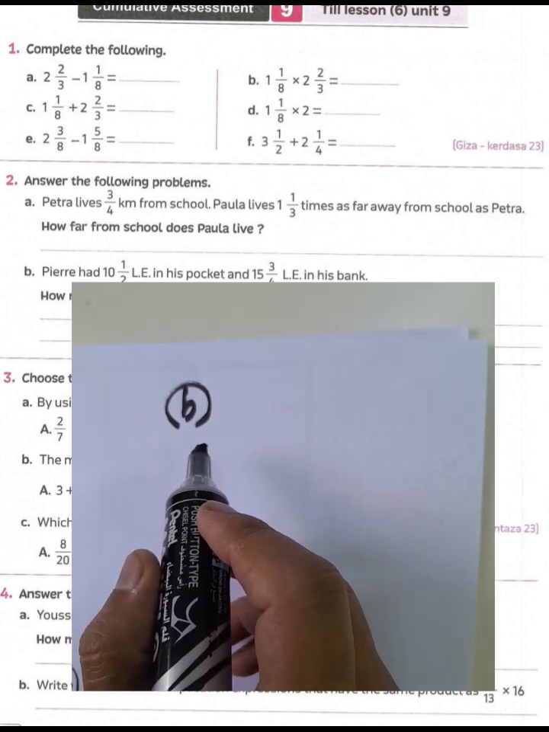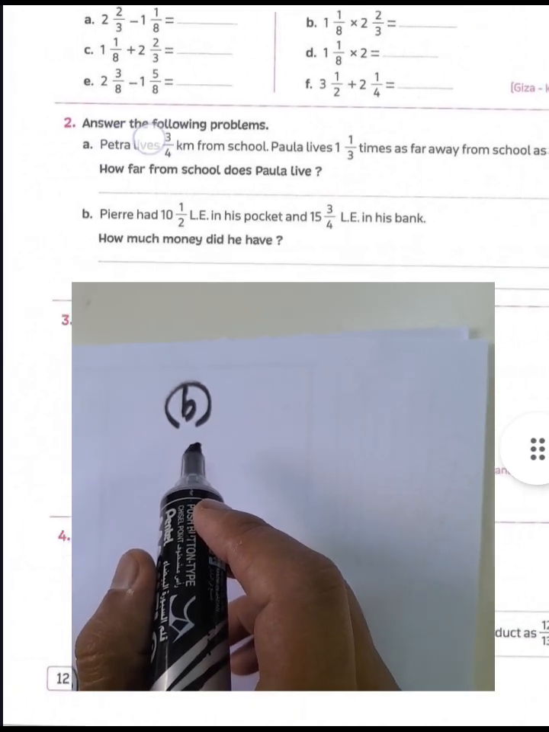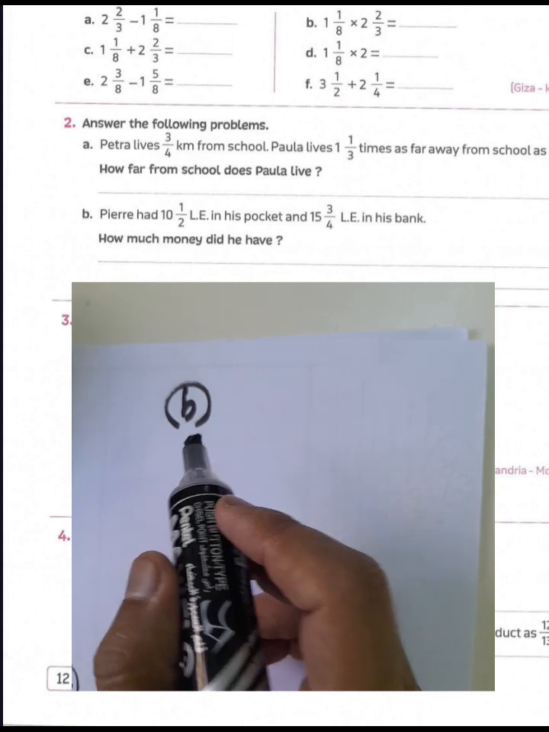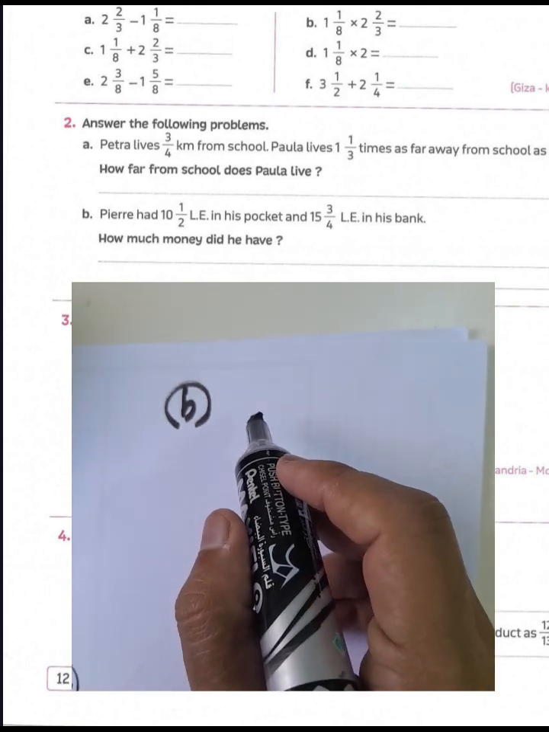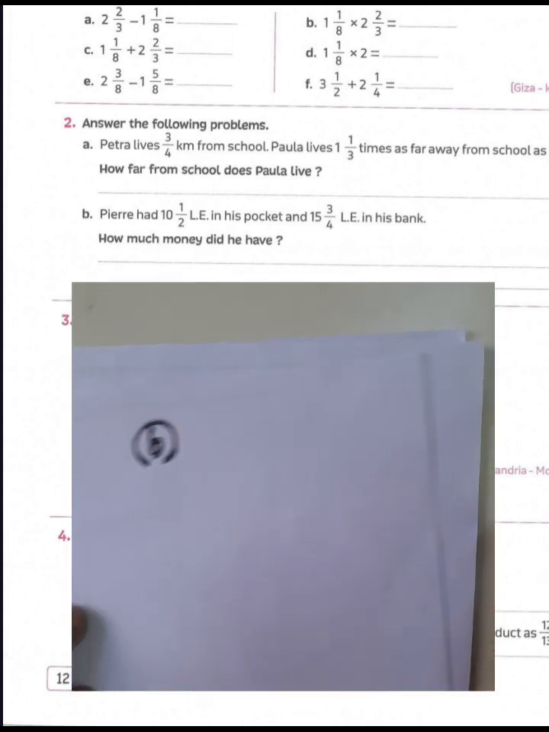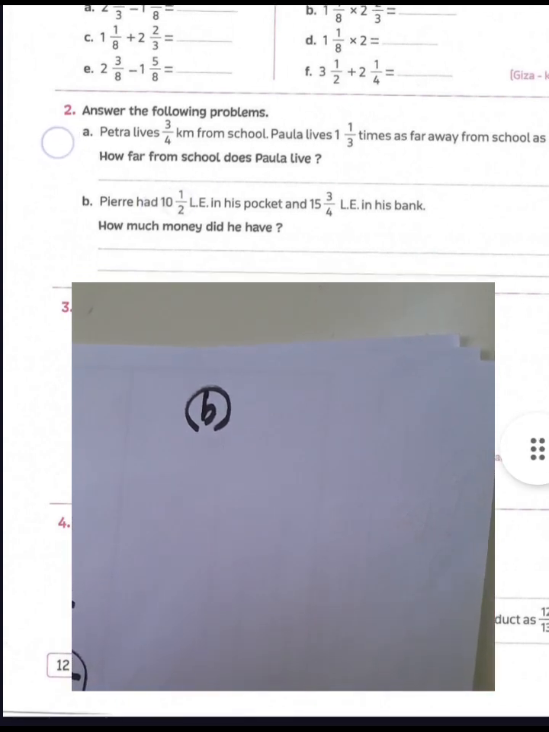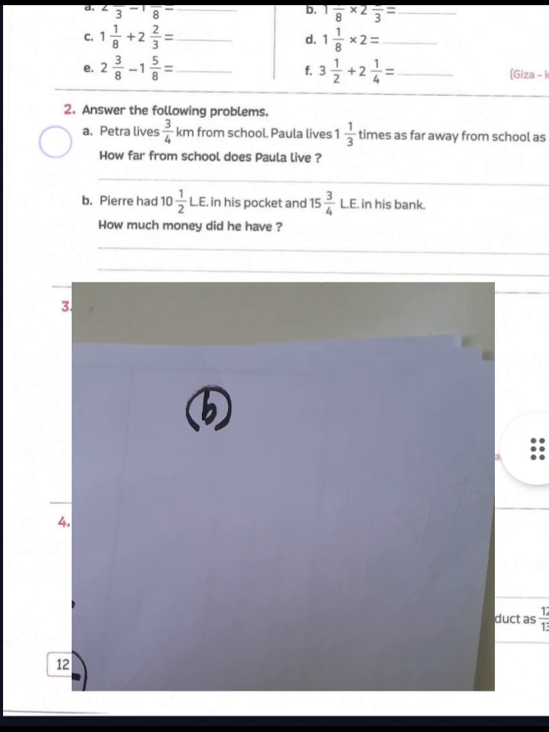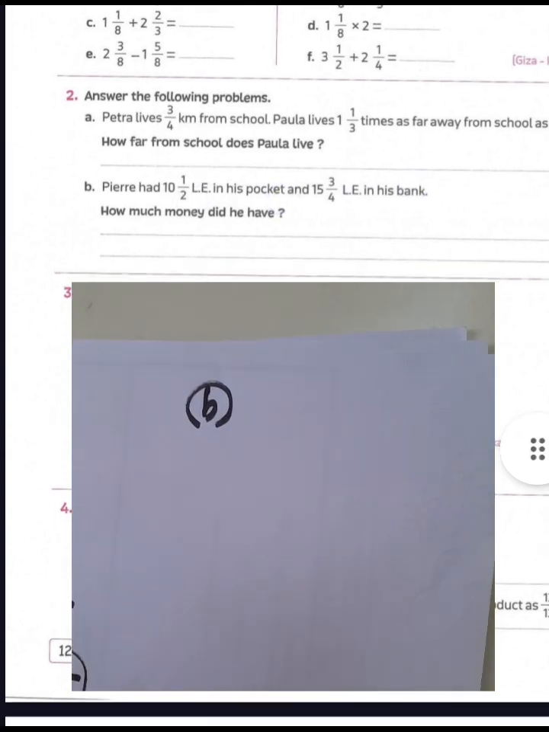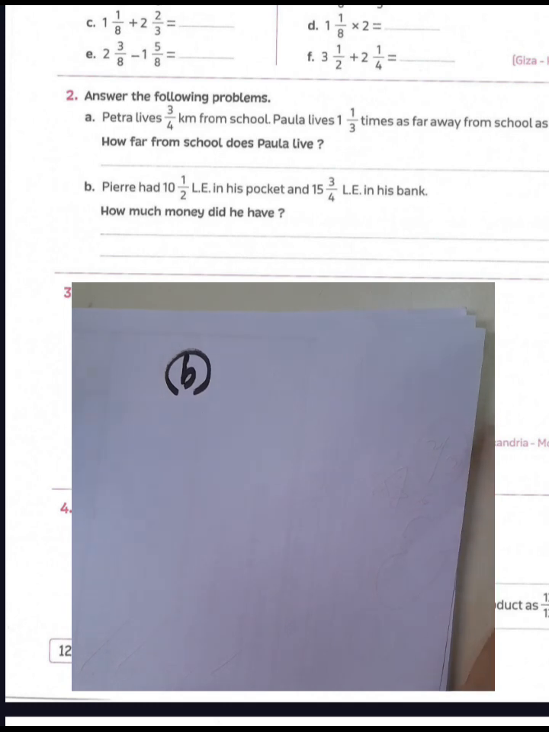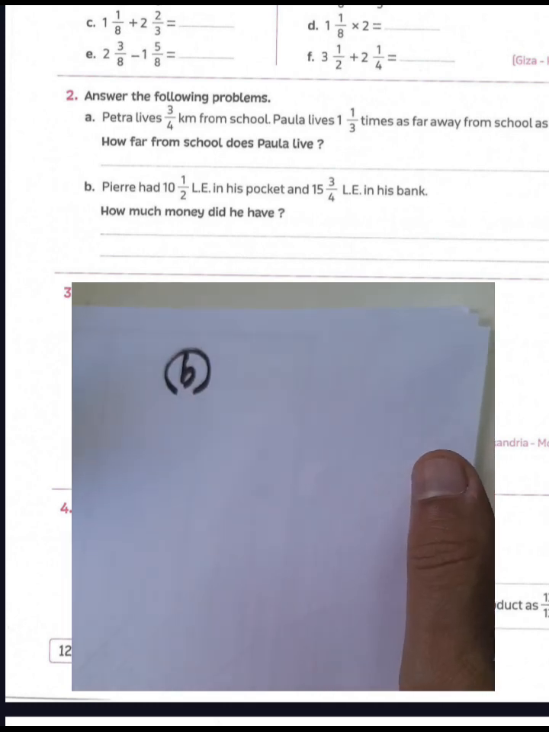Here, Pera had 10.5 Egyptian lira in his pocket and 15 3/4 Egyptian lira in his bank. How much money did he have? We can find the total. To find the money with Pera, we can add the money with him and the money in the bank.